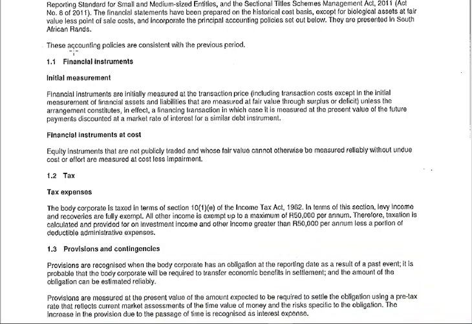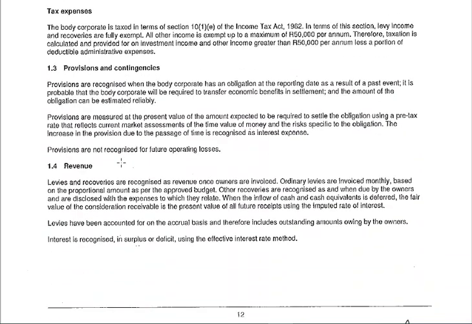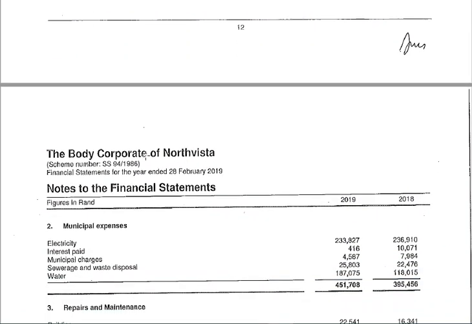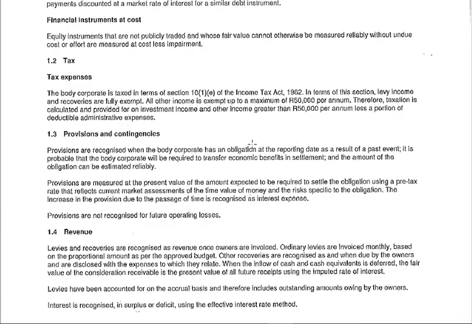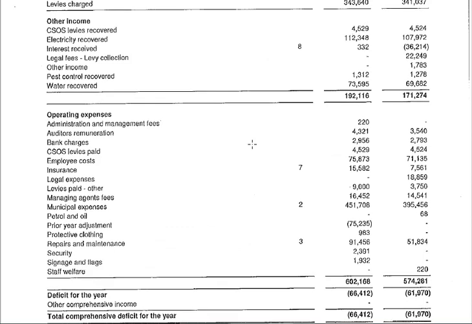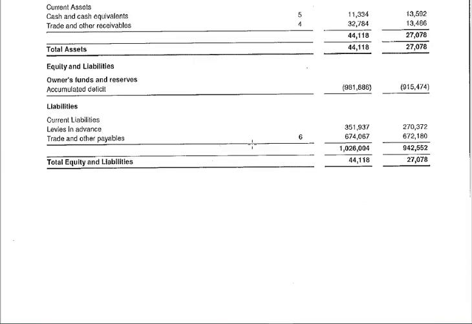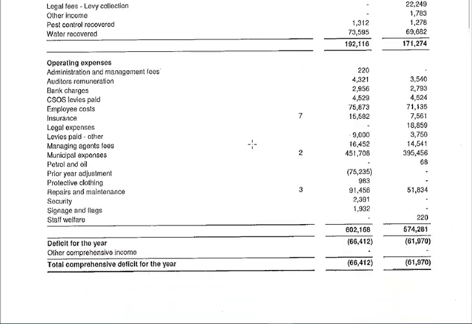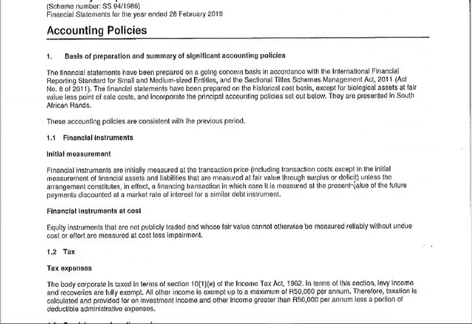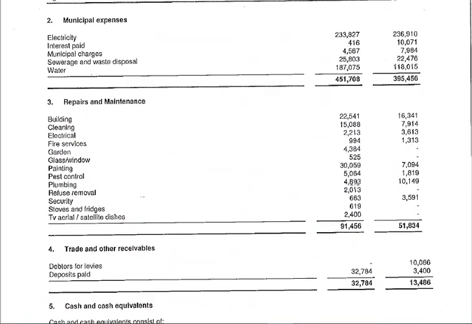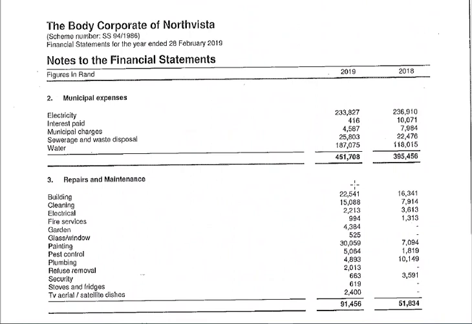The next set is your accounting policies, which just goes through certain items and explains how they were accounted for. Following on are your actual additional notes. So if you remember from your income statement and your balance sheet, we had referenced an item. So let's go back to the income statement, for instance. We can see here note 2, municipal expenses, 4,551,708. This just gives you more detail on it. So it's there to help you interpret and understand the financial statements.